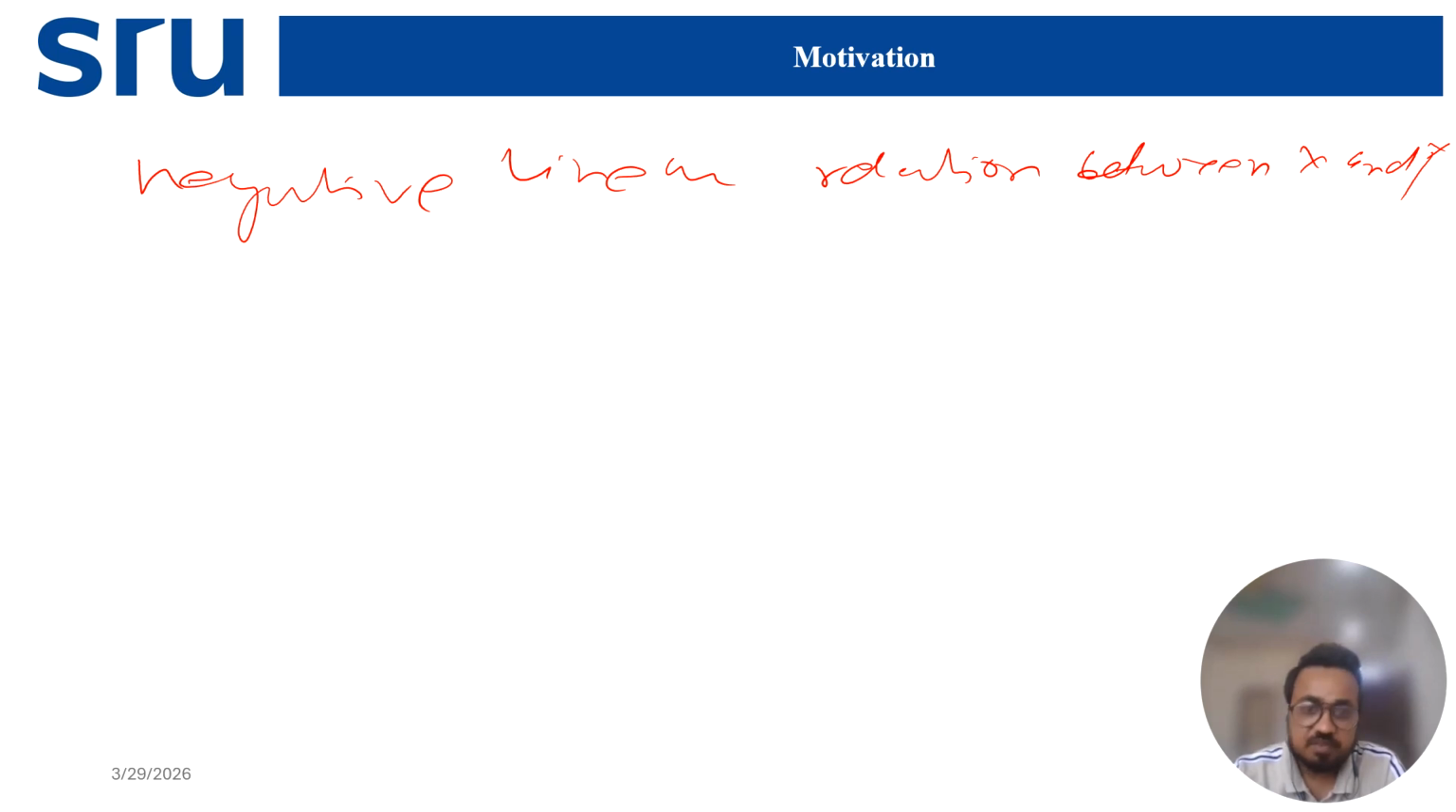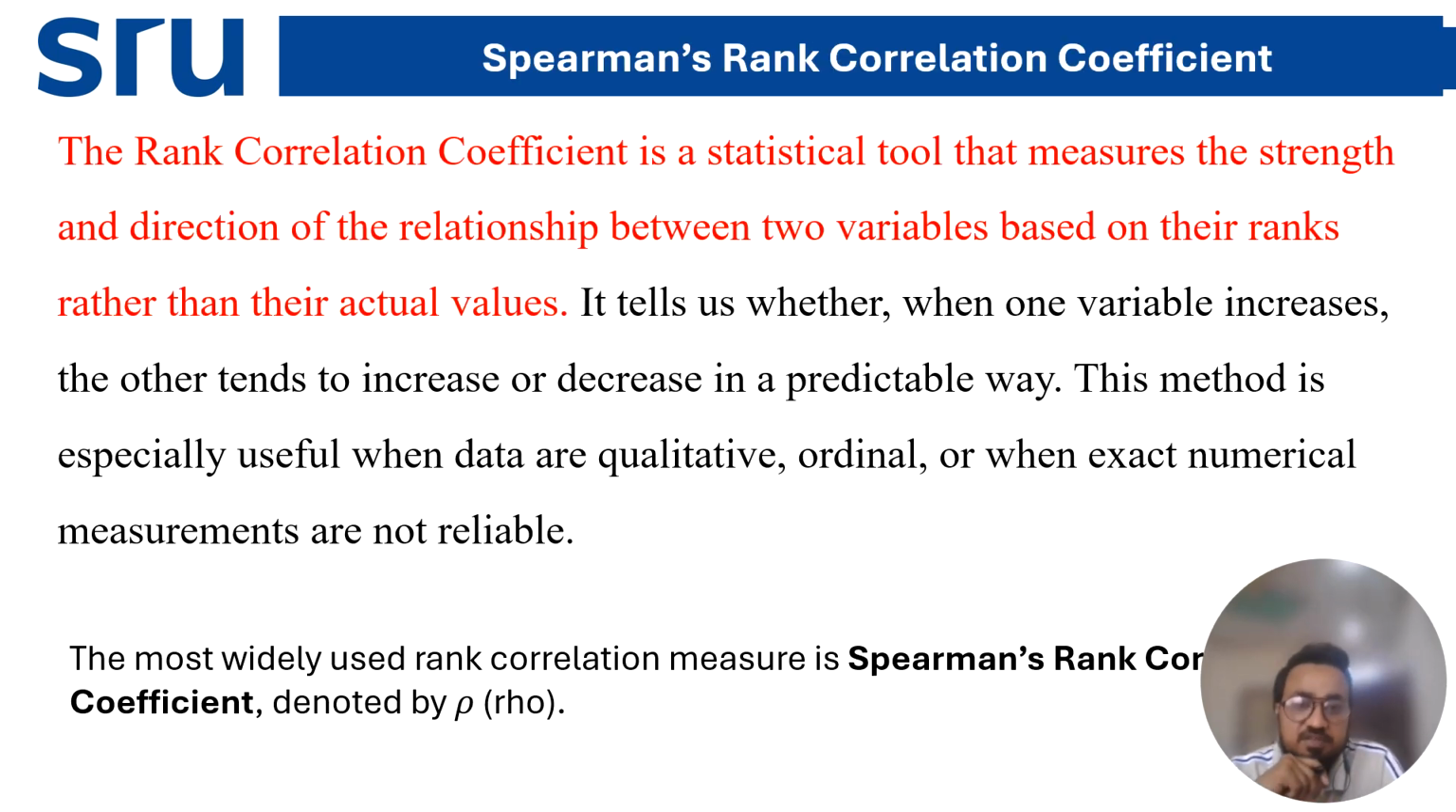First, we will define the Spearman rank correlation coefficient. The rank correlation coefficient is a statistical tool or method which is used to measure the strength and direction of relationship between two variables based on their rank rather than their actual value. It tells us whether when one variable increases, the other tends to increase or decrease in a predictable way.